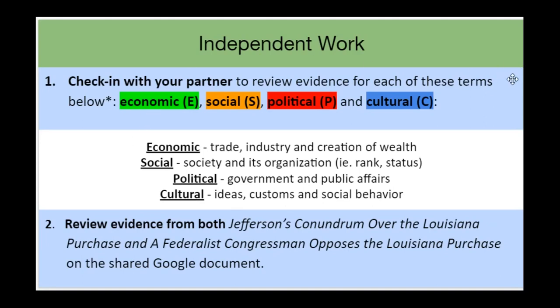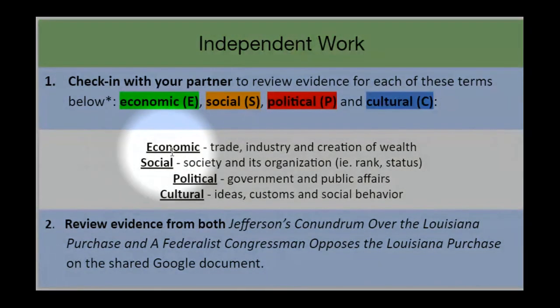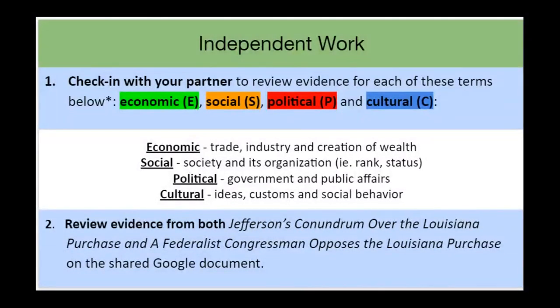They want you to talk to your partner to review evidence for economic. Economic, just a reminder, I know you know this, but let's just remind ourselves. Economic is trade, industry, and the creation of wealth. Or social, which is society and its organization, how things are broken down. Political, meaning government, the way people run things. And then cultural, meaning the way people have different ideas, customs, behavior. There's another video on that you may want to watch.